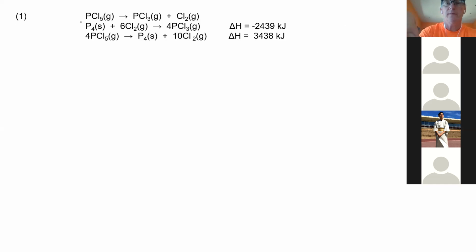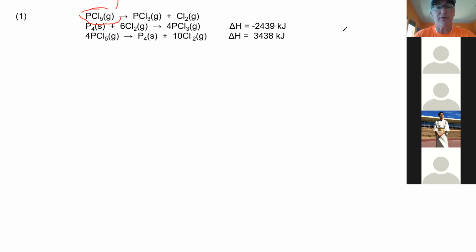The first thing I want to do is look for my reactants. So here's PCl5, which is what would we call that? Anyone remember what we would call that? What's the name of that? Phosphate pentachloride. Phosphorus pentachloride. Yep, phosphorus pentachloride. So we need to have that as a reactant.